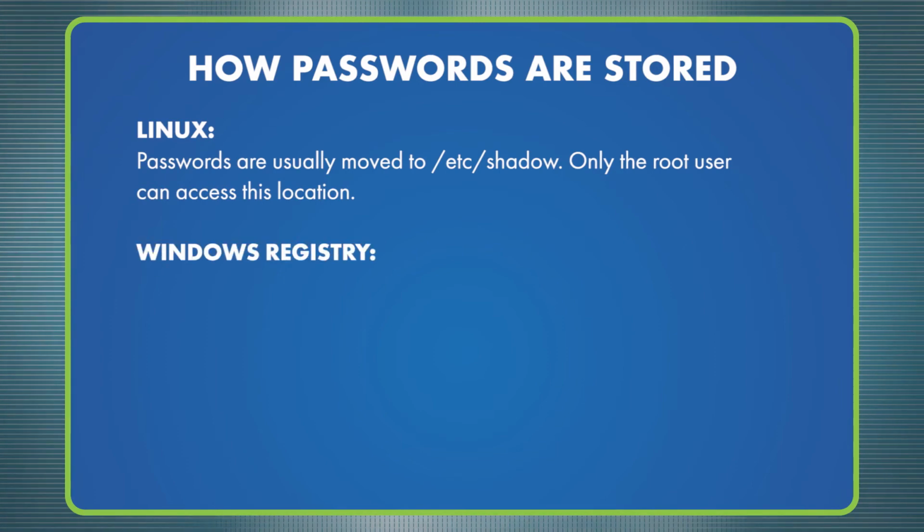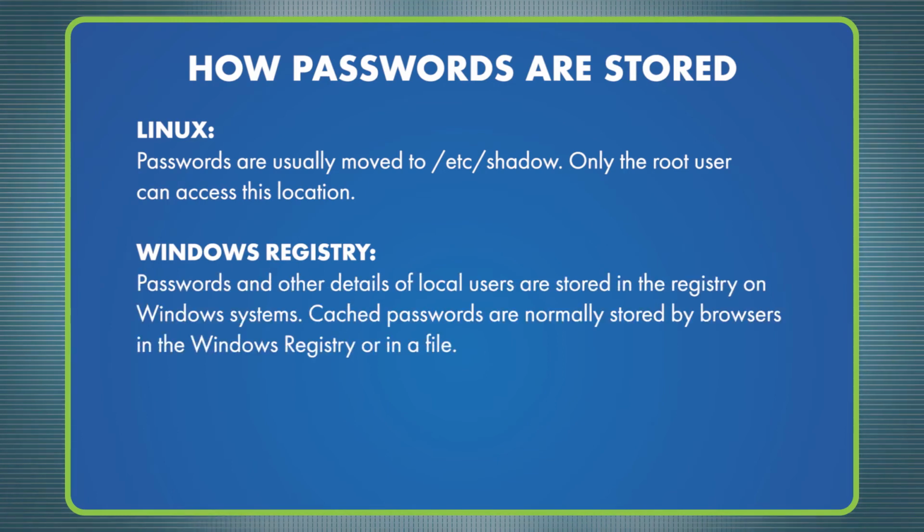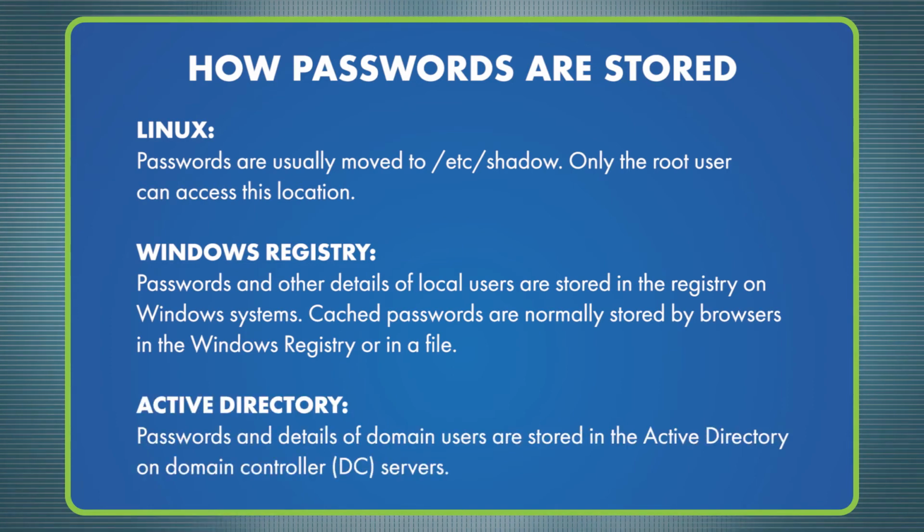With a Windows registry, passwords and other details of local users are stored in the registry on Windows systems. Cached passwords are normally stored by browsers in the Windows registry or in a file. Within an Active Directory, passwords and details of domain users are stored in the Active Directory on domain controller servers. Remember, hackers also trade successfully breached hashes online.